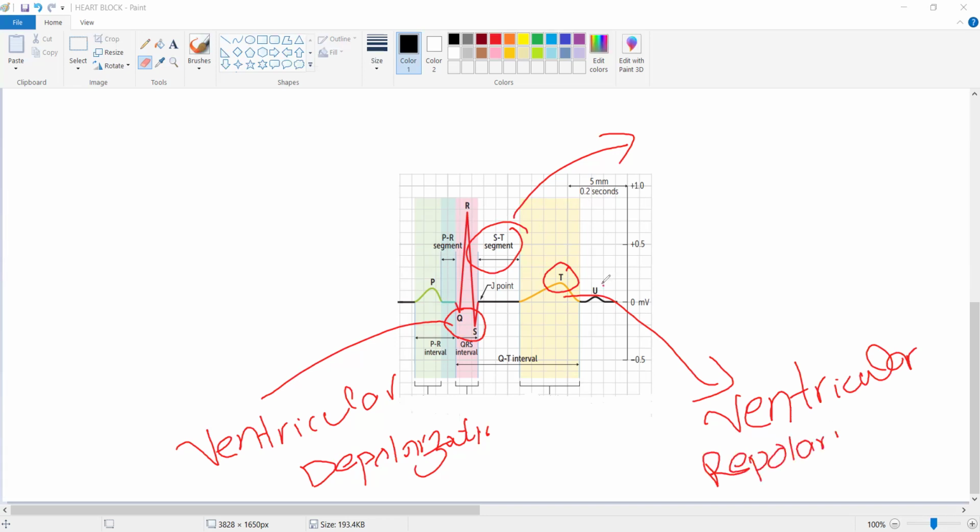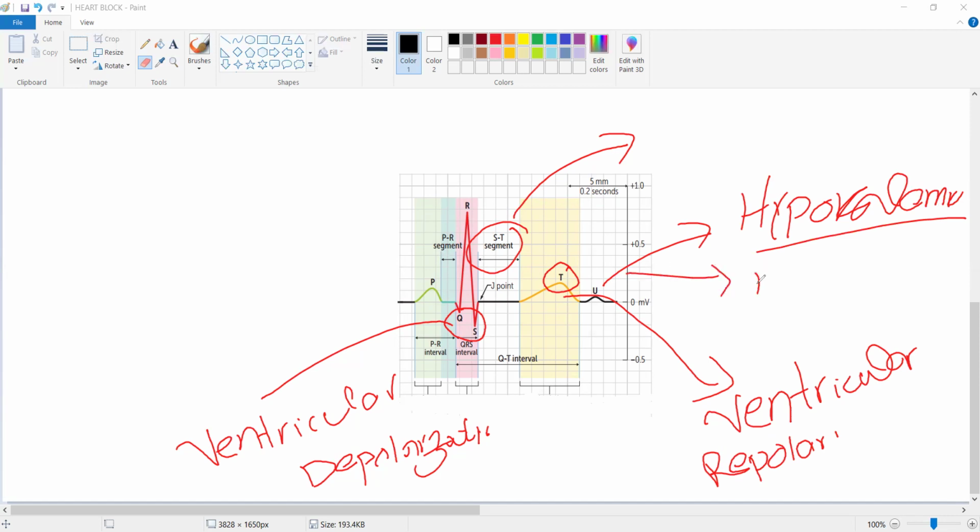And the U wave is sometimes found in hypokalemia and bradycardia. This is not a normal finding, U wave, right?